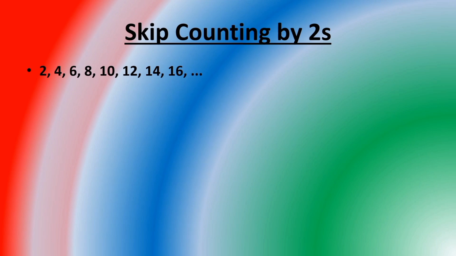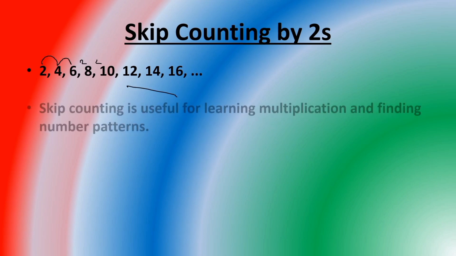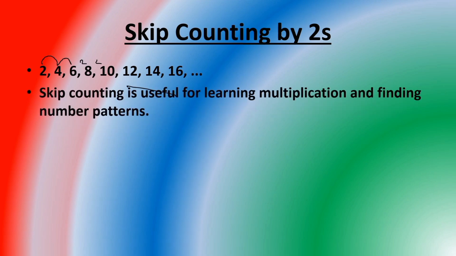We can see here numbers 2, 4, 6, 8, 10, 12, 14 and 16. And what would be the next number? We can see here from the starting 2, 4 and the next one is 6. So what is happening here? If you look clearly, you will see that there is a difference of 2 in each number. So skip counting is useful for learning multiplication and finding number patterns. If you know the tables, you can solve these kinds of problems easily.